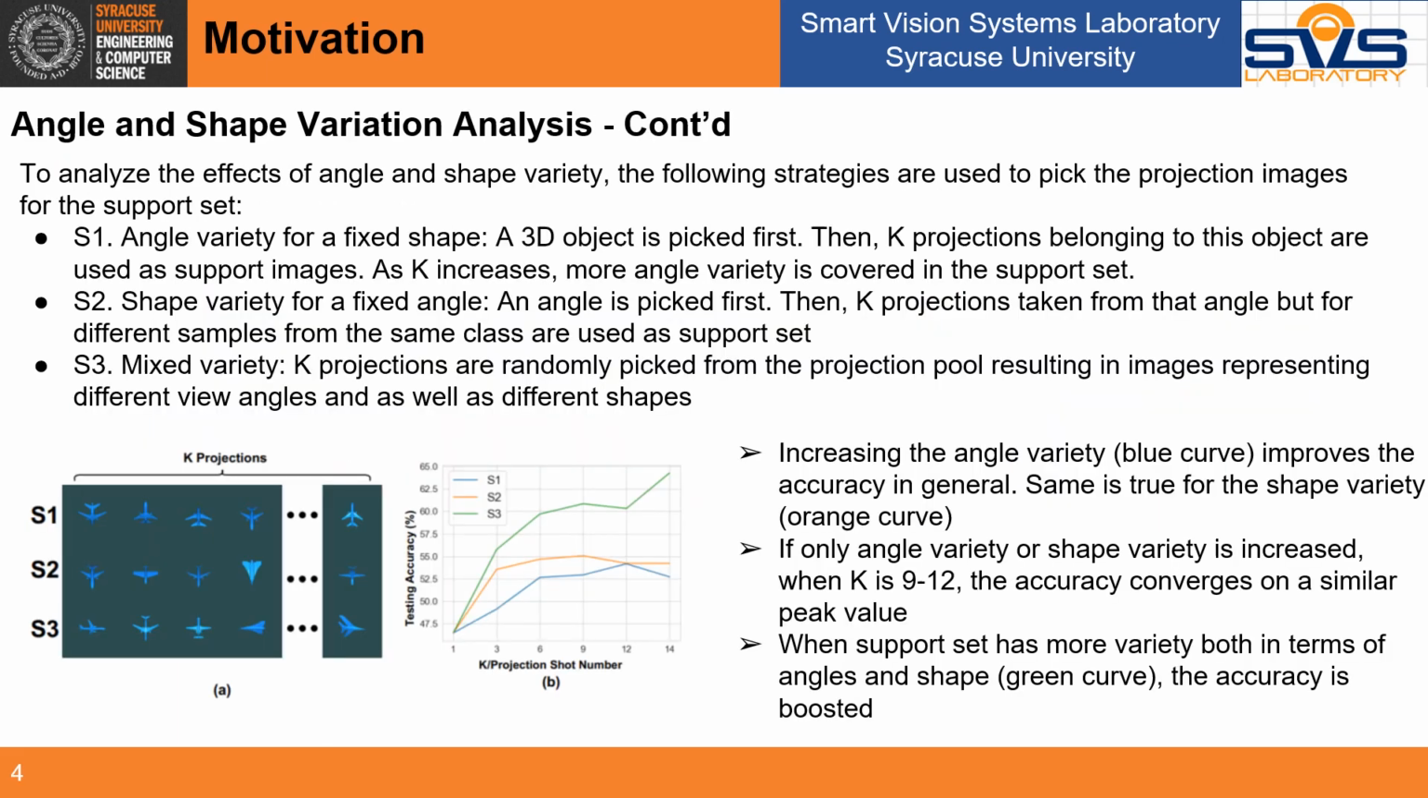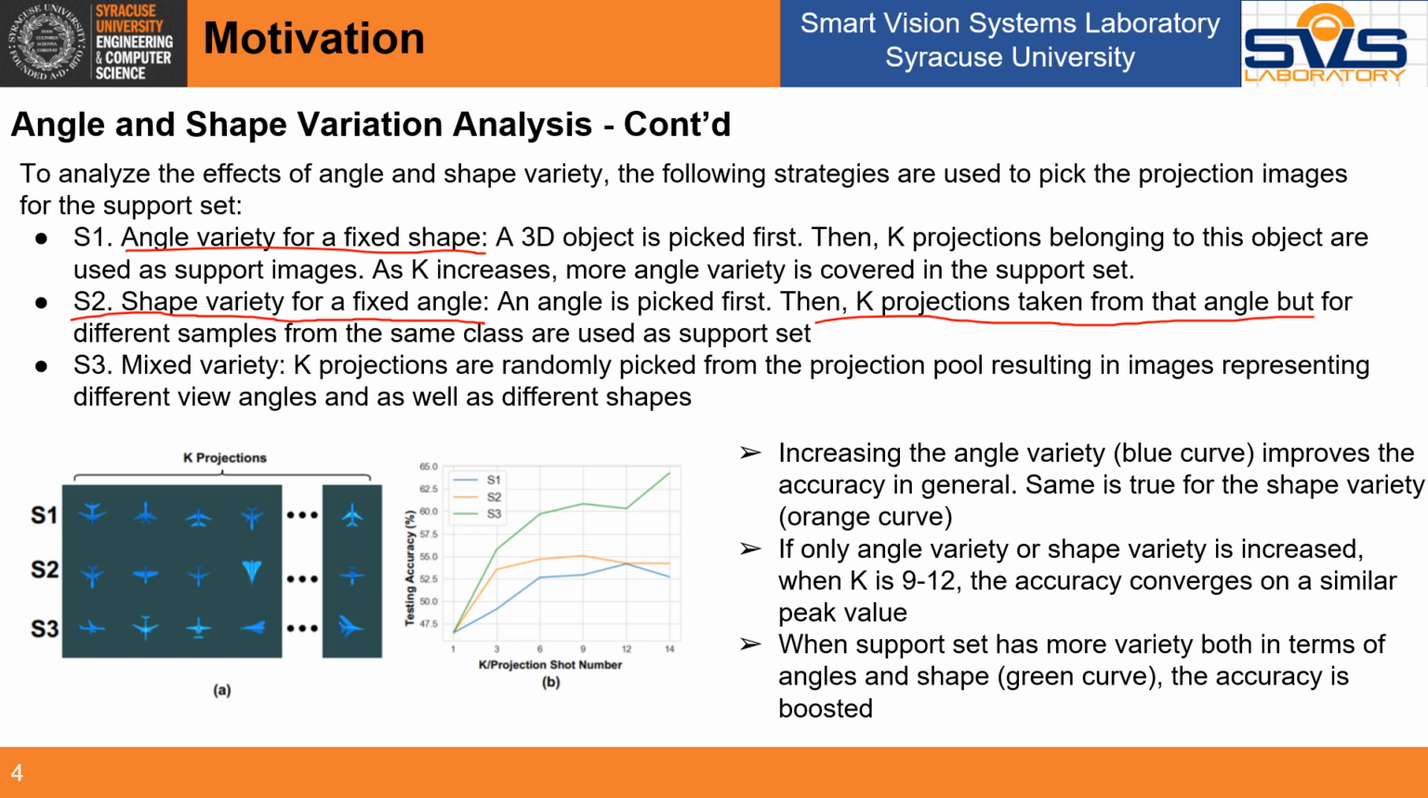Here, we performed experiments to study the effect of angle variation and shape variation. In the first experiment, we studied the angle variety for a fixed shape. A 3D object is picked first, then projections belonging to this object are used as support images. In the second experiment, we studied shape variety for a fixed angle. This time, an angle is picked first, then K projections taken from that angle, but for different samples from the same class, are used as the support set.